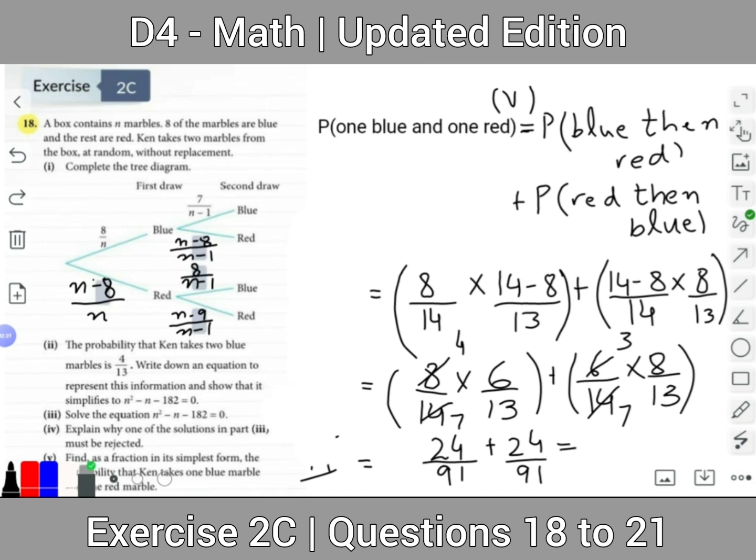Now we have 91 in the denominator and 24 plus 24. So 24 plus 24 is 48 over 91. The probability that the one blue and one red marble is equals to 48 over 91.